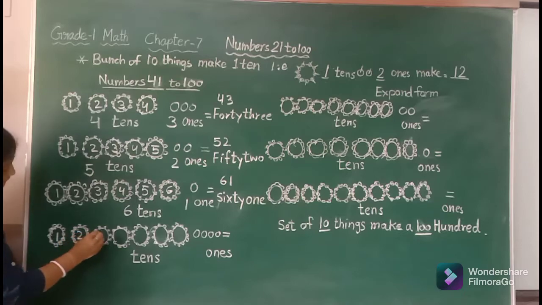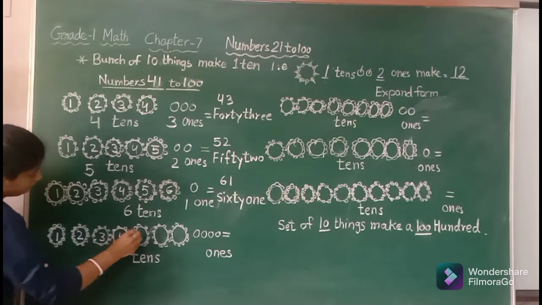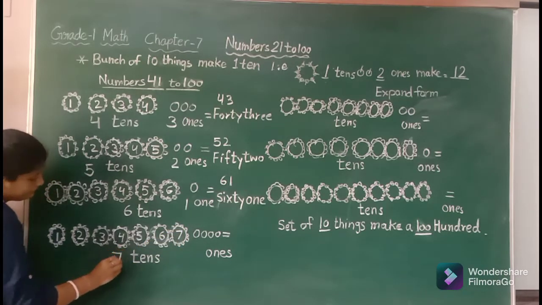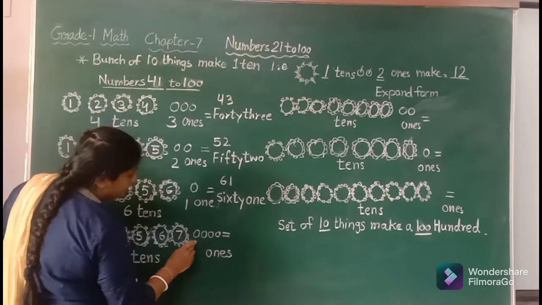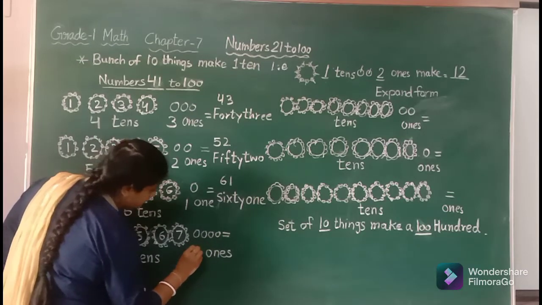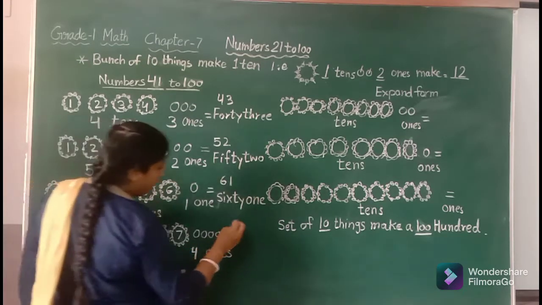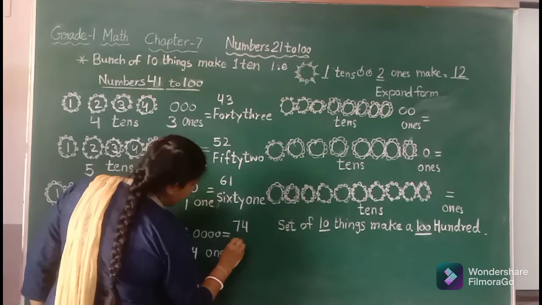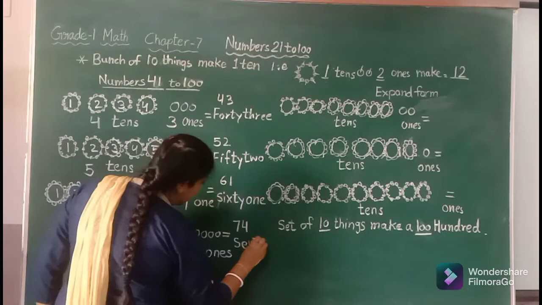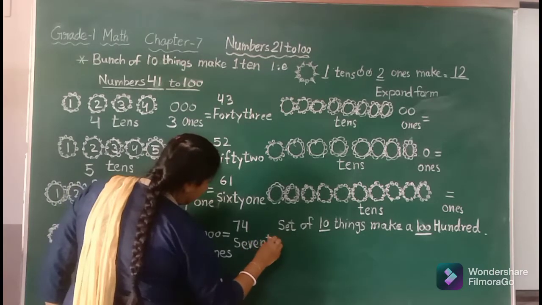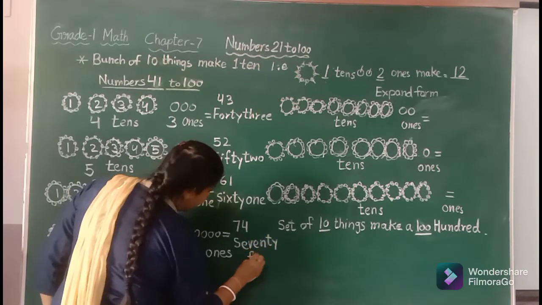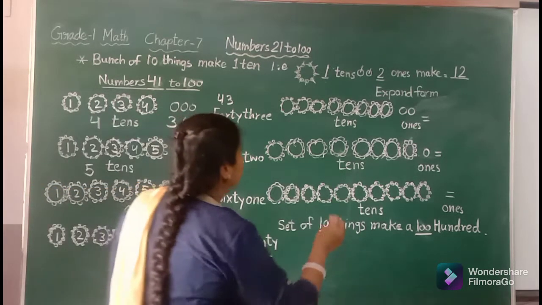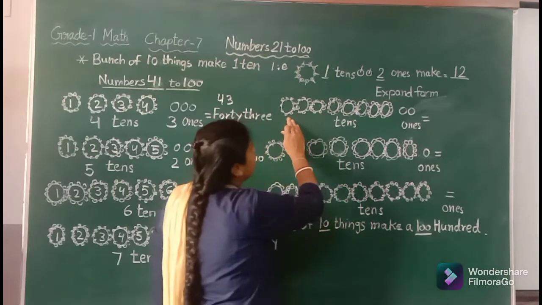Next, we have to count here how many tens. 1 ten, 2 tens, 3 tens, 4 tens, 5 tens, 6 tens, 7 tens. So write here 7 tens. And how many ones? 1, 2, 3, 4. 4 ones. So make up 74. So write here 74. What is the spelling of 74? S-E-V-E-N-T-Y, 70. F-O-U-R, 4, 74.